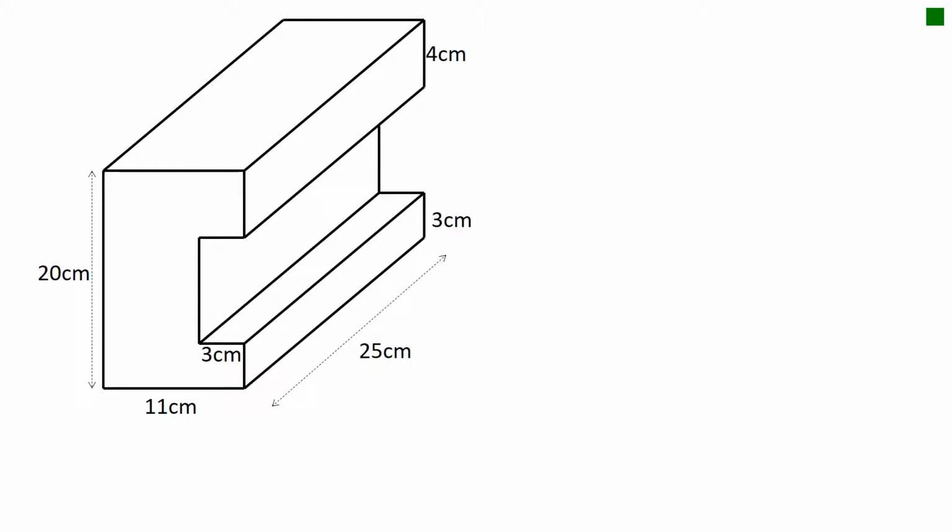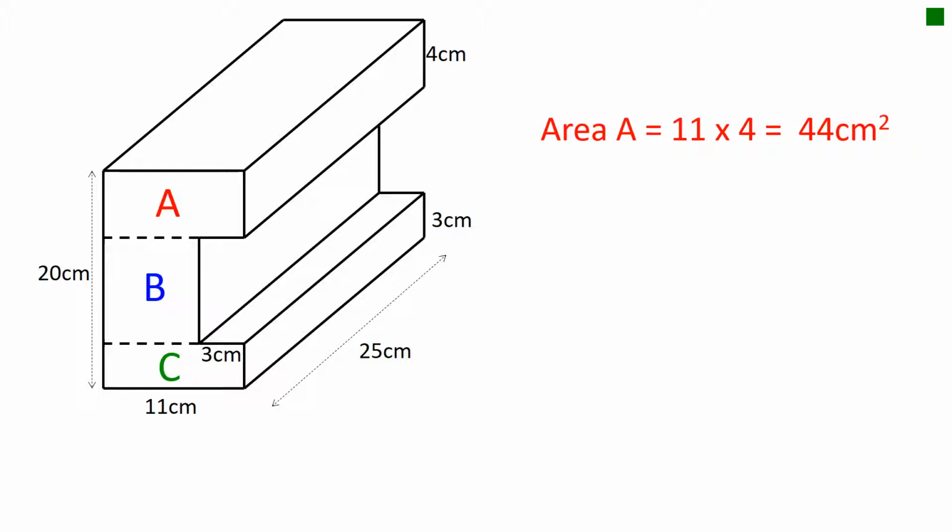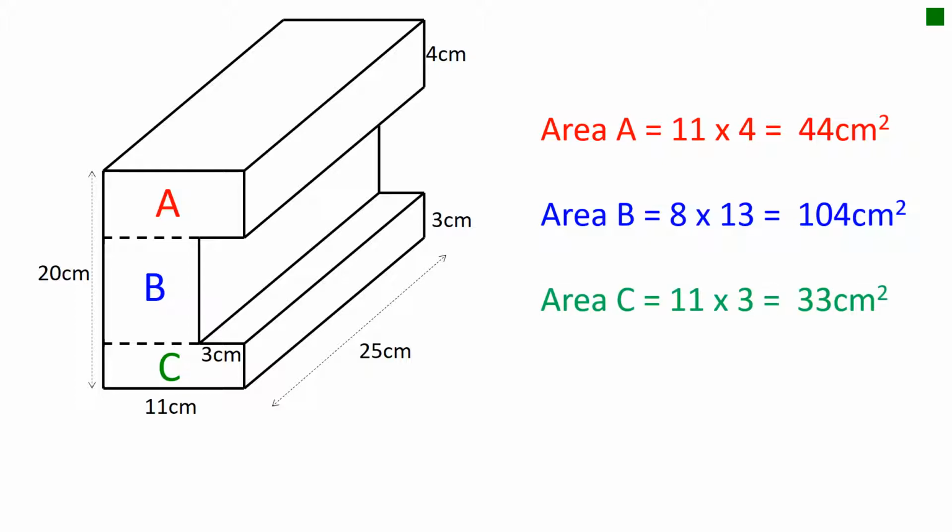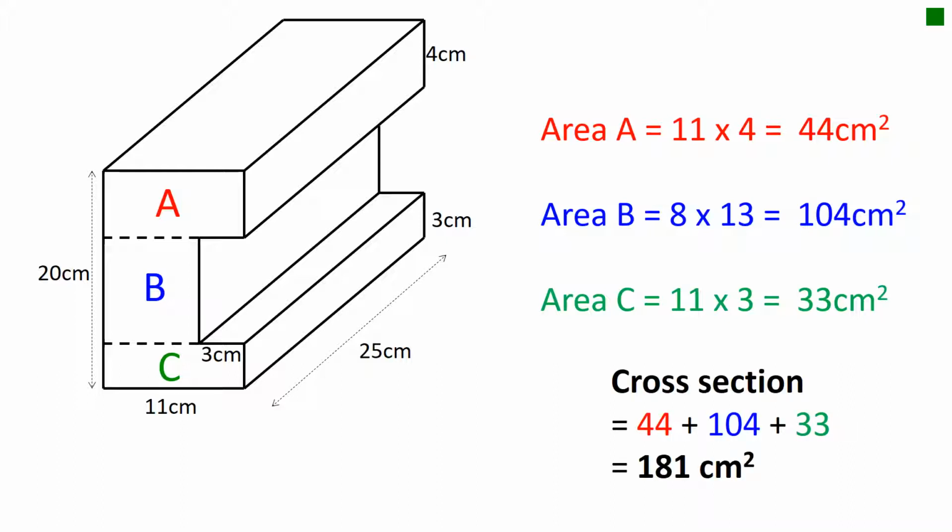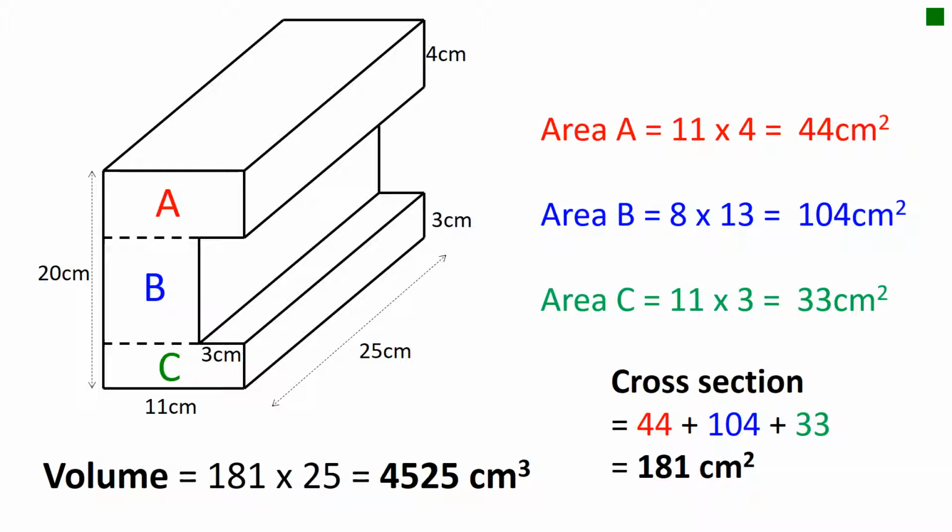Then if we're looking to work out the volume of another complicated one, again, we could split it up into 3 cuboids. The cross-sectional area of A would be 11 times 4. The cross-sectional area of B would be 8 times 13, giving 104, and the cross-sectional area of C is 11 by 3, giving us 33. That means the total cross-sectional area of the whole shape is 181. If we multiply that by 25, that gives us the volume of the prism, 4,525.